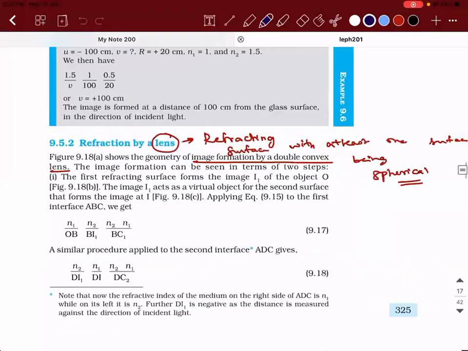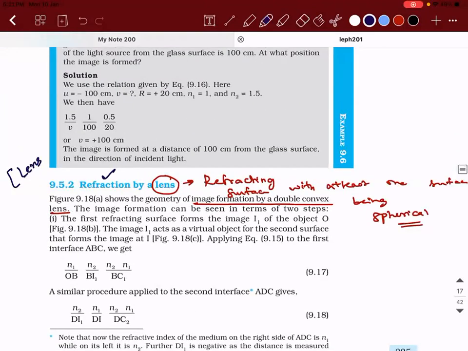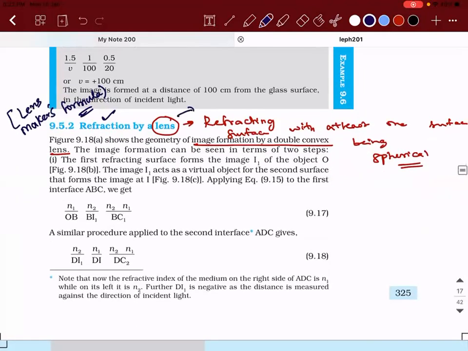Next, we will see refraction by lens. After this, we will do some problems. So for the refraction by lens, we are going to derive a formula called the lens maker's formula. Here, what does lens basically mean? Lens is basically a refracting surface with at least one of the surfaces being spherical in nature.